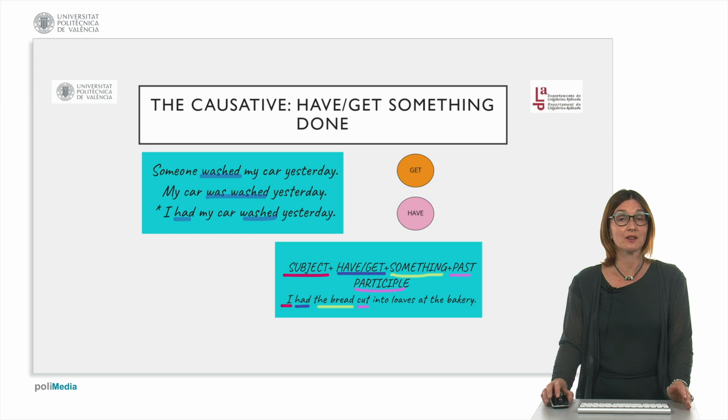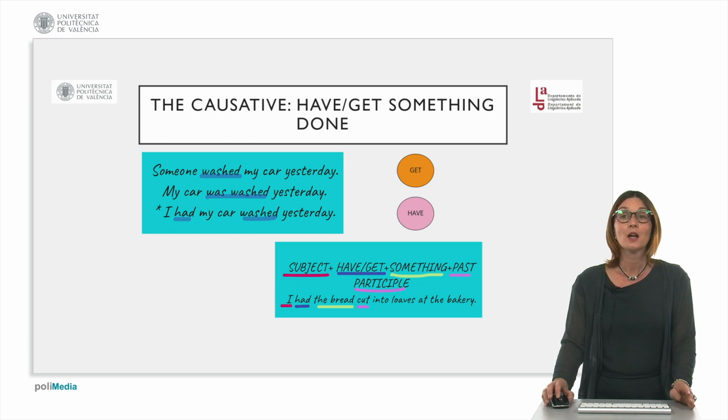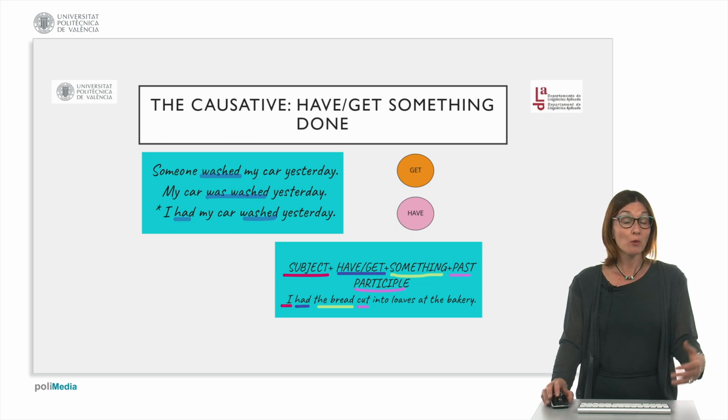And normally we start this structure with the subject. So we could say something like, I had my car washed yesterday. Right, so what this means is that I did not wash the car myself, but somebody did this for me. So the way we form this structure is as follows.